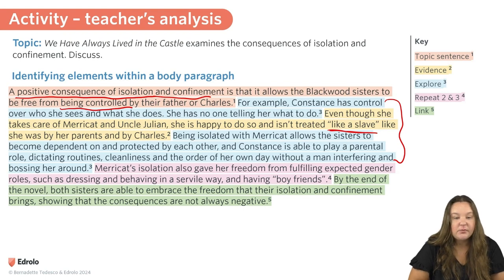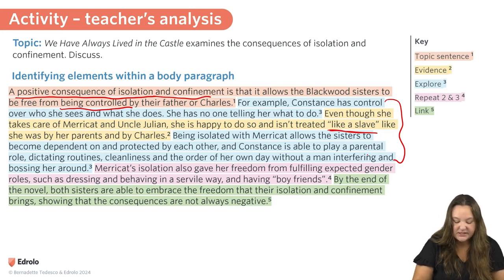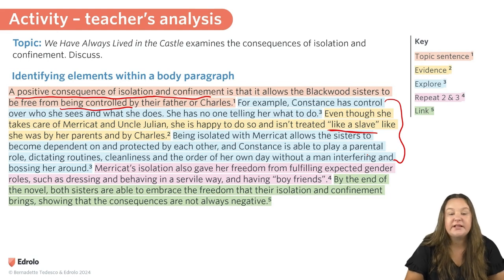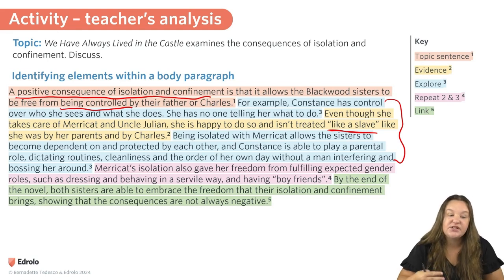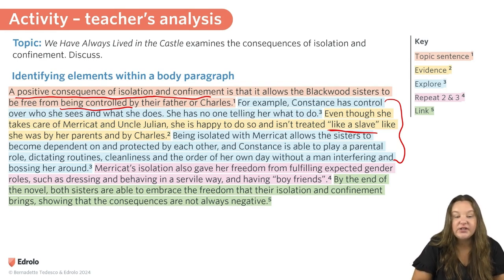Being isolated with Mary Cat allows the sisters to become dependent on and protected by each other, and Constance is able to play a parental role, dictating routines, cleanliness, and the order of her own day without a man interfering and bossing her around. So it's sort of explaining what it means to not be treated like a slave. She dictates what she does because there's no one else telling her what she has to do. Mary Cat's isolation also gave her freedom from fulfilling expected gender roles.